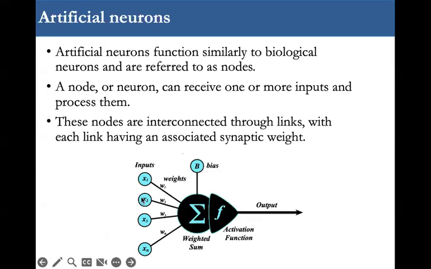Consider this example. Here, x1 is an input, it has an associated weight w1. x2 is an input, it has an associated weight w2, and so on. And this is the particular node. Each node will be interconnected with a link.